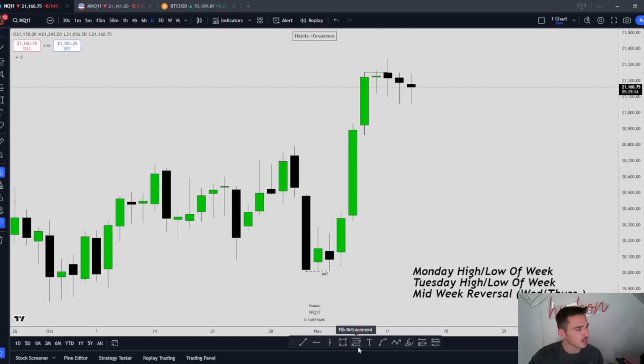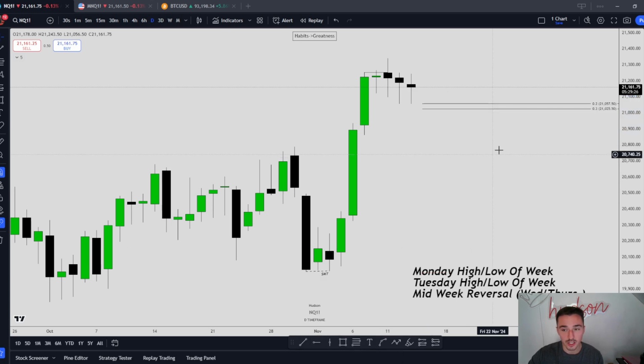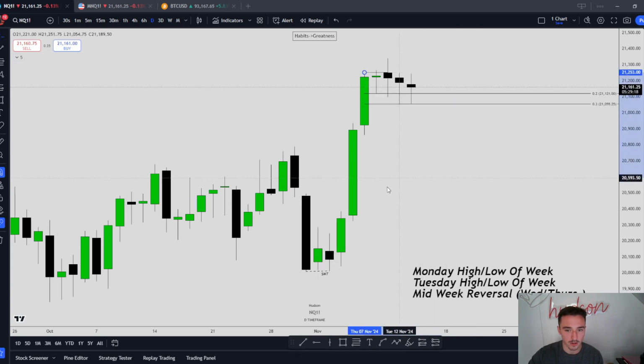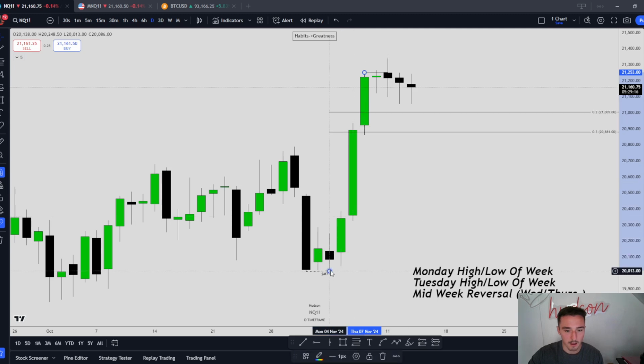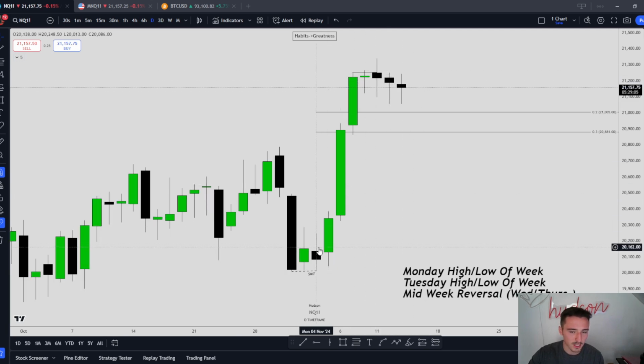Now, another thing you can do with a classic Monday high or low of the week is use TGIF. TGIF is going to be a 0.2 or 0.3% retracement of the entire range. So if we put that on Thursday's high and Monday's low, right here would have been TGIF. But obviously Friday didn't come down there. We were at all-time highs, so it is what it is.